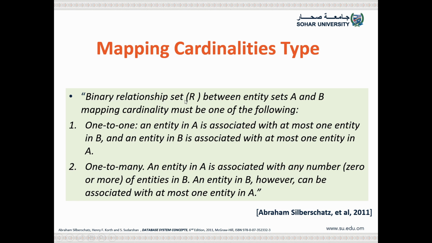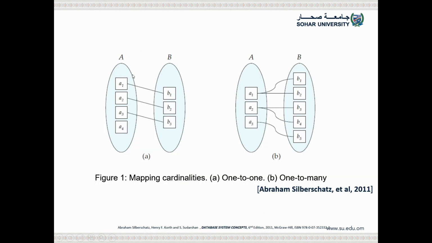But binary relationship set between entity sets A and B. This is set A and this is set B. So we have objects, object 1 and object 2. Object 1 inside of the A set will connect with one object in the B set. It cannot connect with two objects, so that will be one to many, like here. A is connected with B and A is connected with B too. So we have one to many connections or relationships.